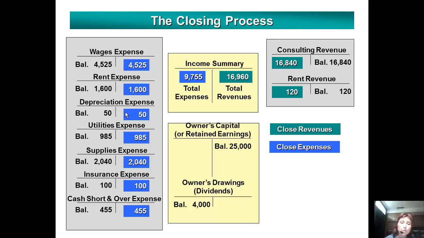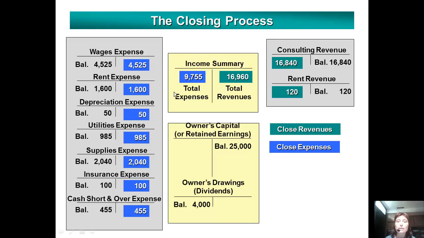Then go to your depreciation expense ledger. Then go back to the journal. Utilities expense ledger, then go back to the journal. Be very careful. Make sure you go all the way through all the ledgers, all the way to your cash short and over. And in this case, since it had an adjusted balance on the debit side, it was my expense. So I'm going to credit this expense now as well. So I'm ready to put my total debit amount in the income summary of $9,755.